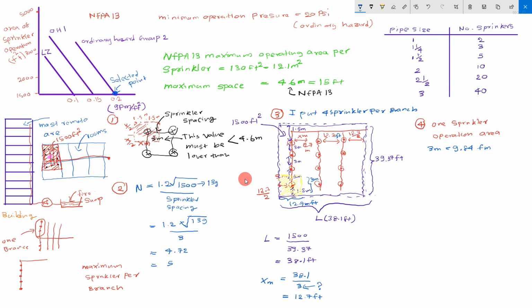So one sprinkler operation area equals 9.84 feet multiplied by 12.7, which equals 124 square feet.